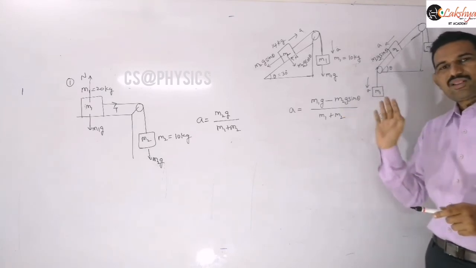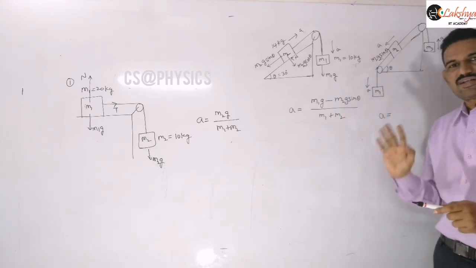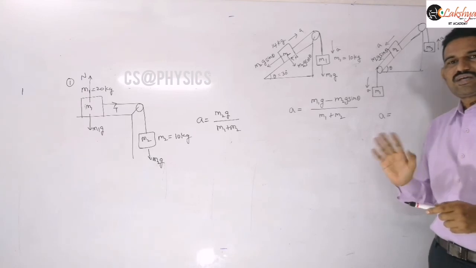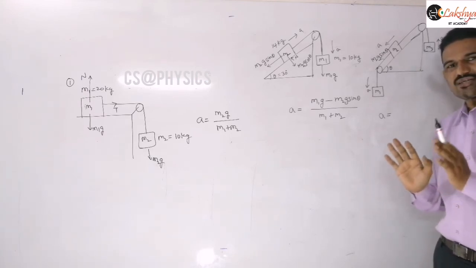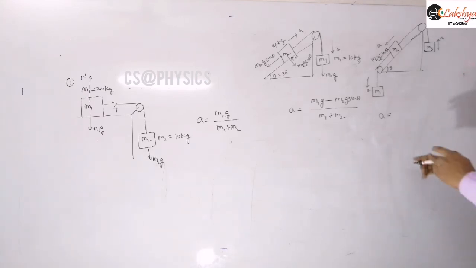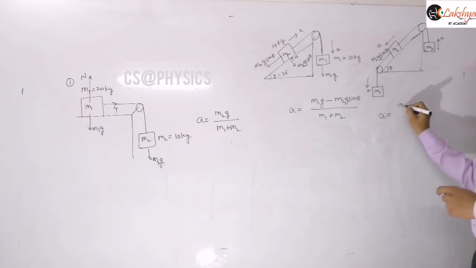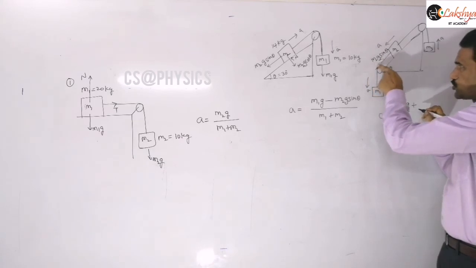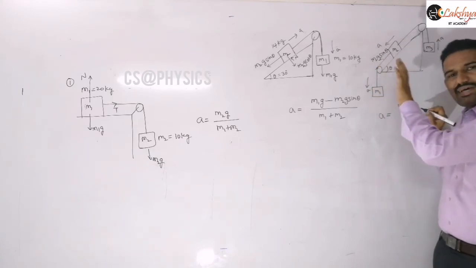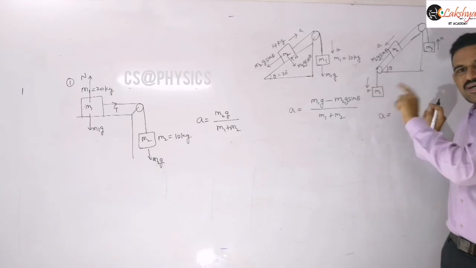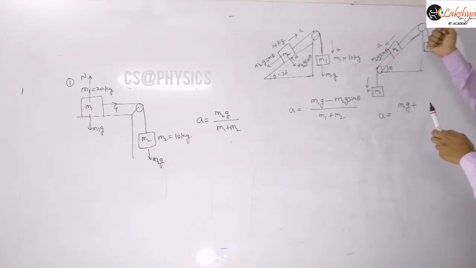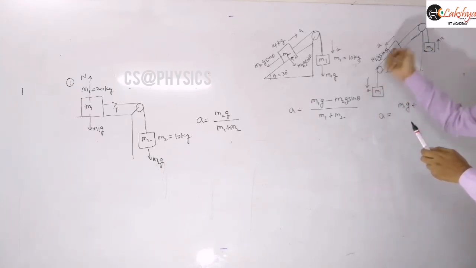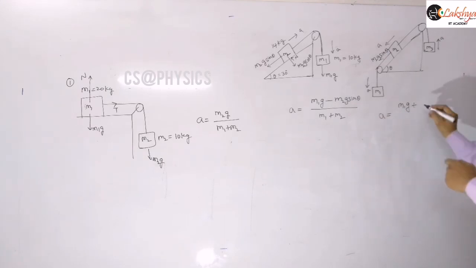As I said, all the tensions become internal forces and they cancel with each other. So there is no need to take the tensions; we only need to consider the weight components here. The weight of this block, m1g, is accelerating the system, plus m2g sine theta also helps to accelerate the system. That means m2g sine theta also pulls the system along this direction, so that is also accelerating.